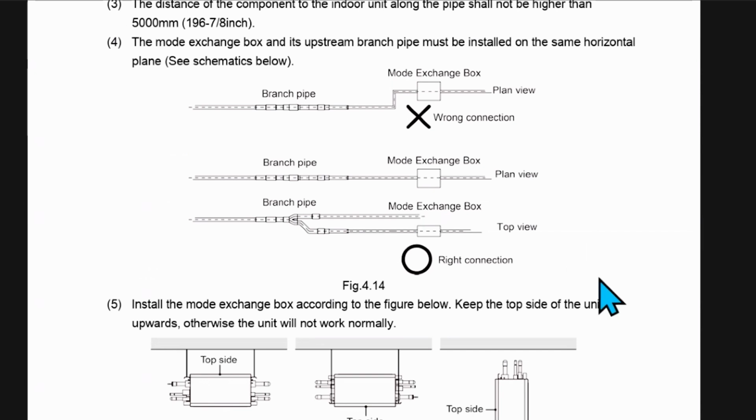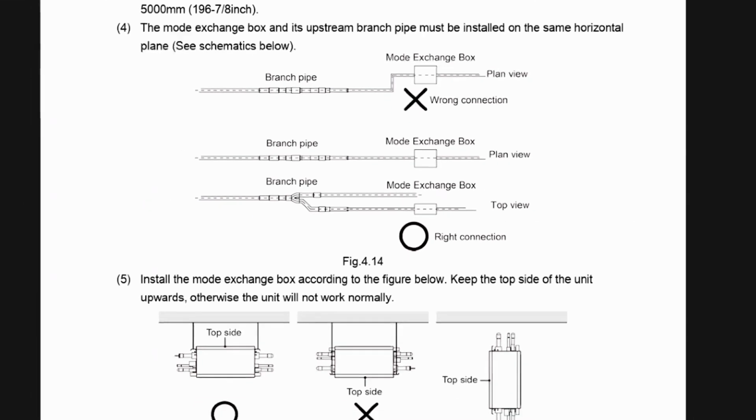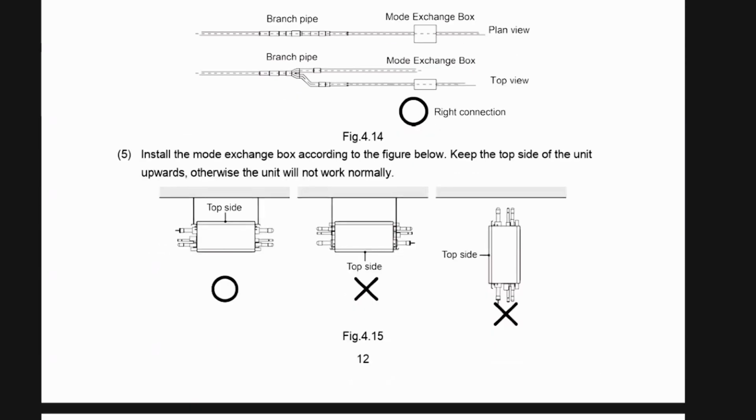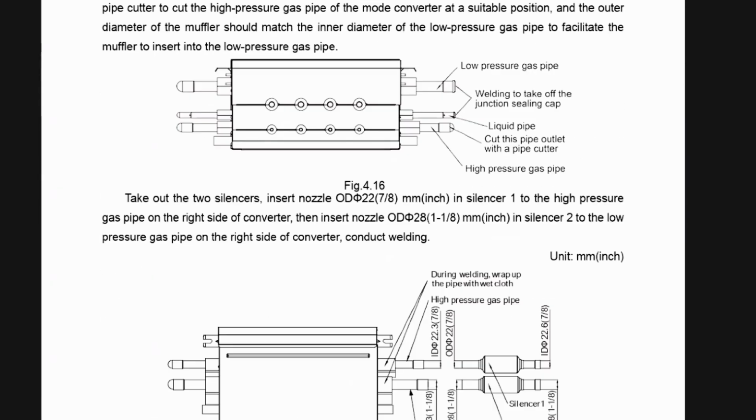Down here at the bottom, they're showing you the top side of that mode exchanger has got to be to the top. The lid cannot be down. And they're showing you here, it can't be mounted horizontally. Cool. That was the main pages we wanted to cover there.